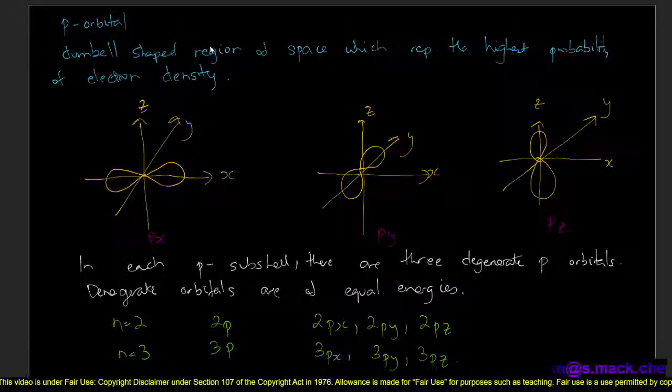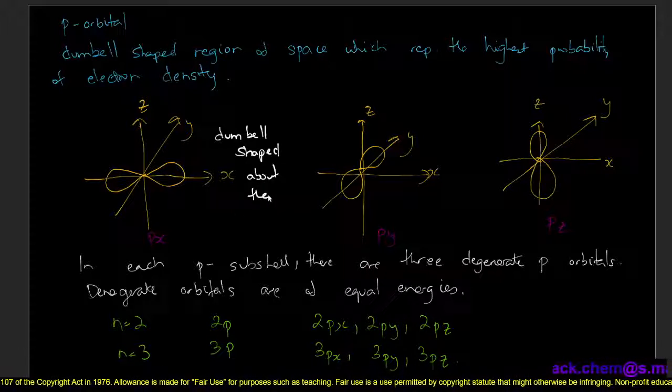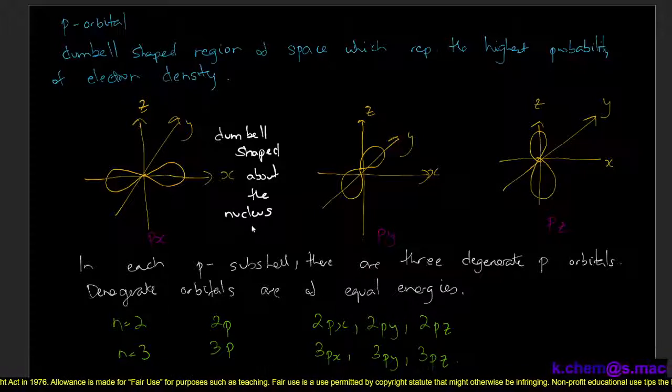I'm also going to describe the shape of one by including a little description. So we say it's dumbbell shaped, right, about the nucleus. And you're going to mention here that the nucleus is what we call a node, right? So that's why compared to what's in the textbook, the node represents a 0 probability of finding an electron in space.